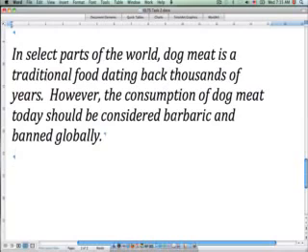So the argument here is saying that dog meat should not be considered a food, and people who eat dog meat are perhaps a little bit behind the times. That's what the argument is saying here, and it's saying that dog meat should be banned. Eating dog meat should be banned as a practice all over the world, globally.